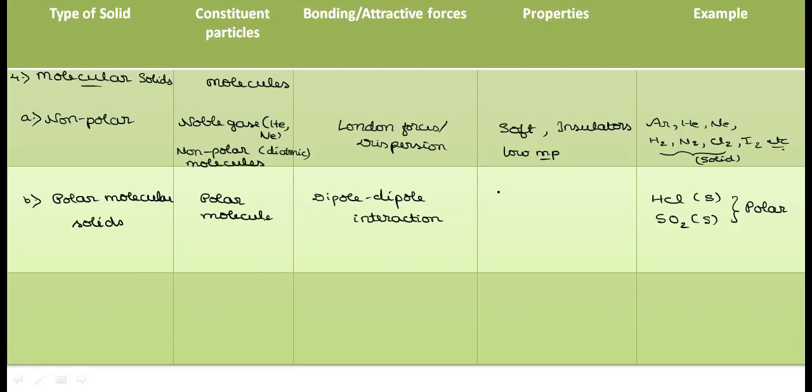And if we observe the properties, like non-polar, they are soft, they are insulators. Again, all the molecular solids have a low melting point.